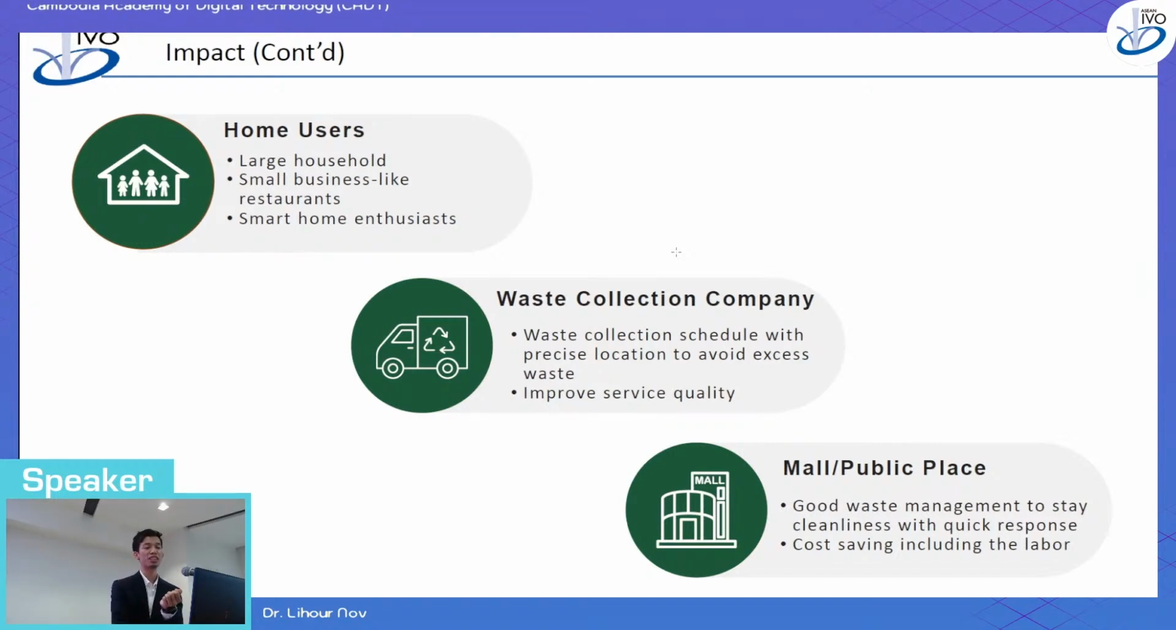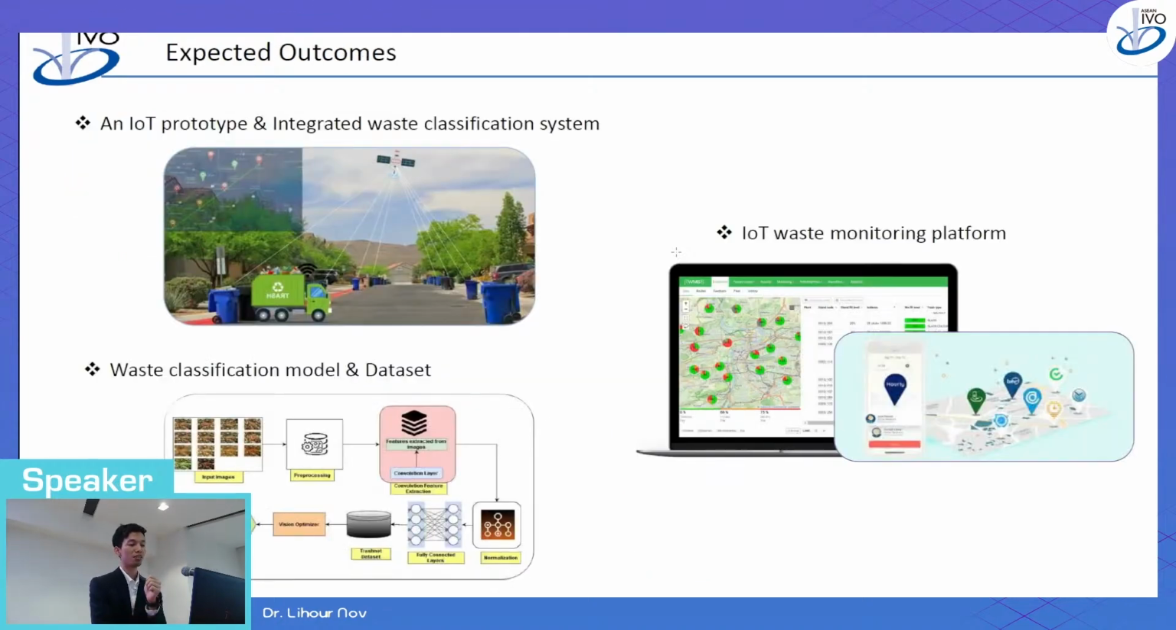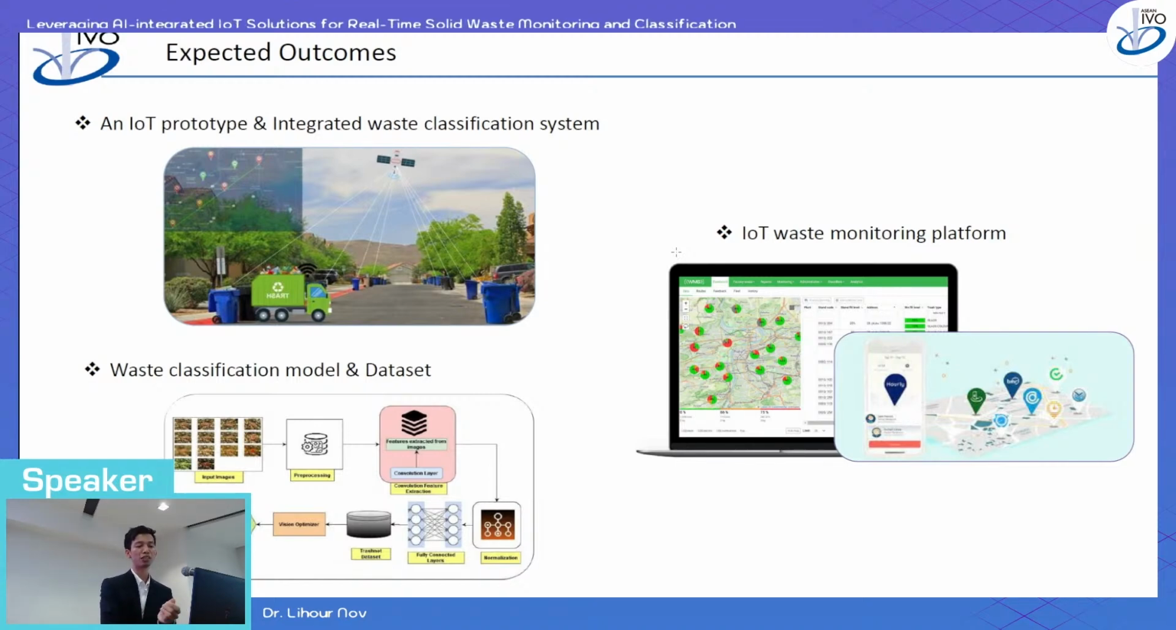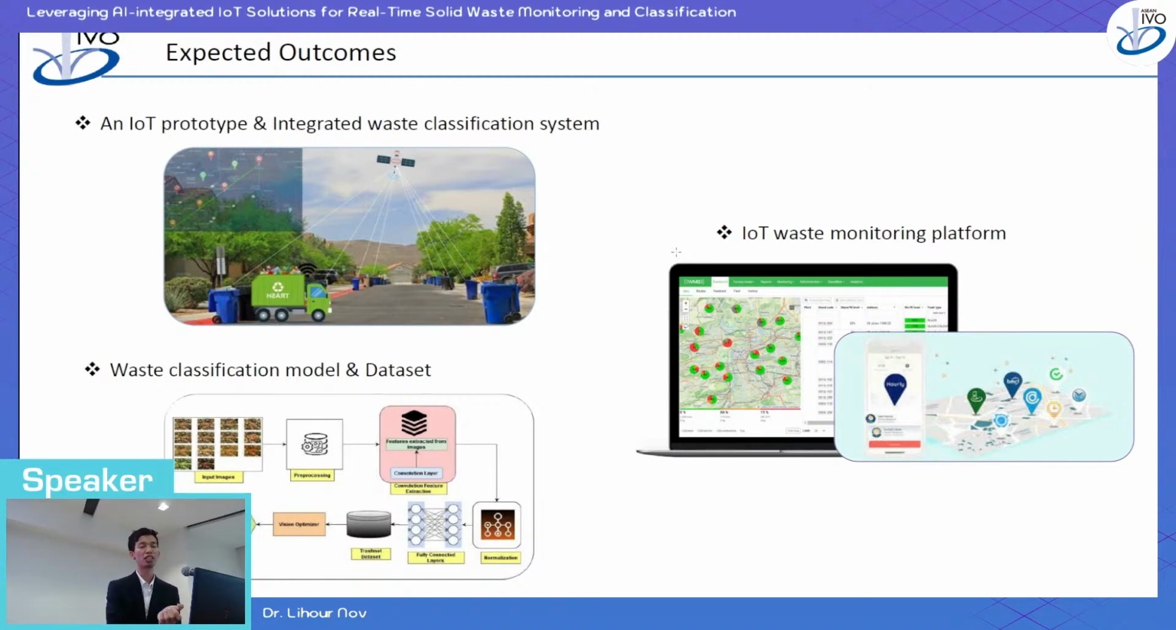So the expected outcome for this project will be an IoT prototype that integrates with the waste classification system, as I mentioned, and the waste classification model and dataset that we build specifically for our country. So we are going to generate a model that is best for our country. And we are also going to develop an IoT web monitoring platform, a web or mobile interface that allows users to interact with and monitor the system effectively and efficiently.